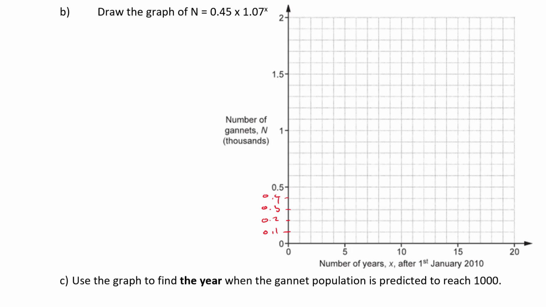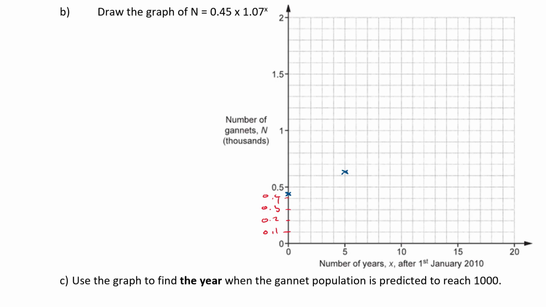Okay, so the first point I need to plot is 0 against 0.45. Okay, so 0.4 is here, 0.5 is here. The point I want is halfway between them, isn't it? Okay, so a little point there, halfway between 0.4 and 0.5. At 5, I need to plot 0.63. So 0.6 is here. 0.63 is going to be a third of the way between 0.6 and 0.7, isn't it? So a little cross there.